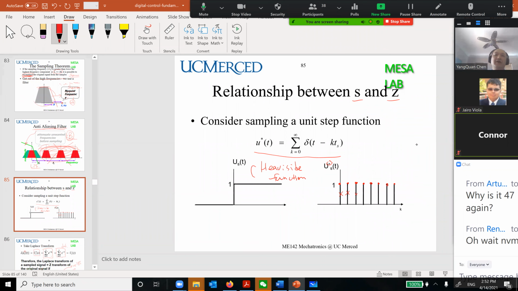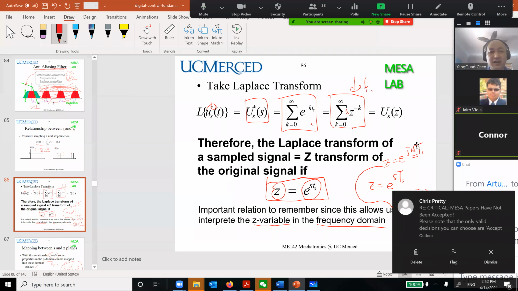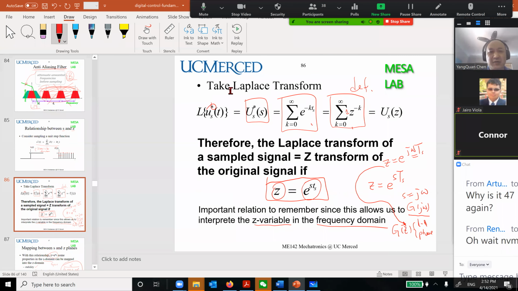So right now, let's talk about S and Z. You know that after you sample all these things, it's just these discrete dots. This is the Heaviside, so this is the sampling of the unit step function. So let's try to check the Laplace transform of the sampled data.